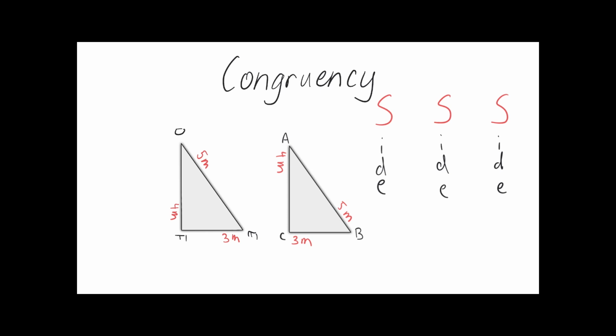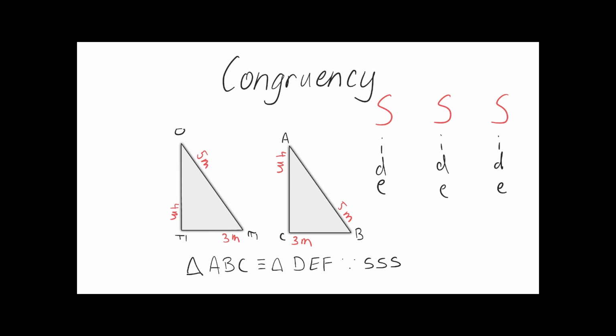And we're going to write that to our reader by saying triangle ABC is congruent to triangle DEF because of side, side, side. And there's our congruency statement along with our congruency rule.